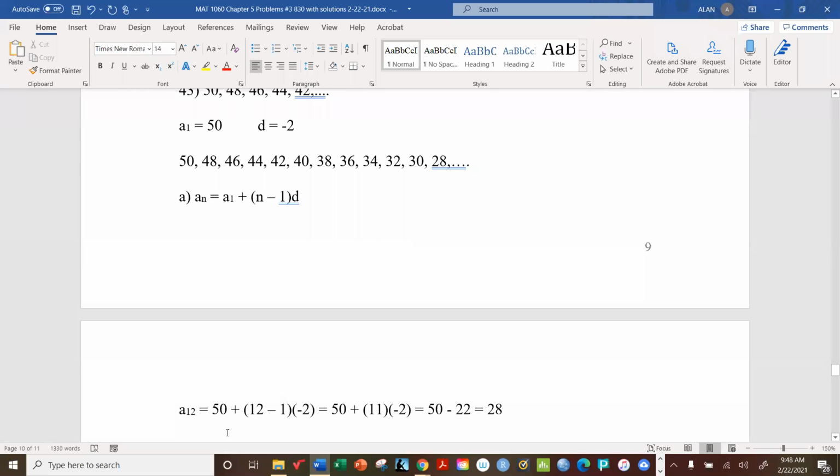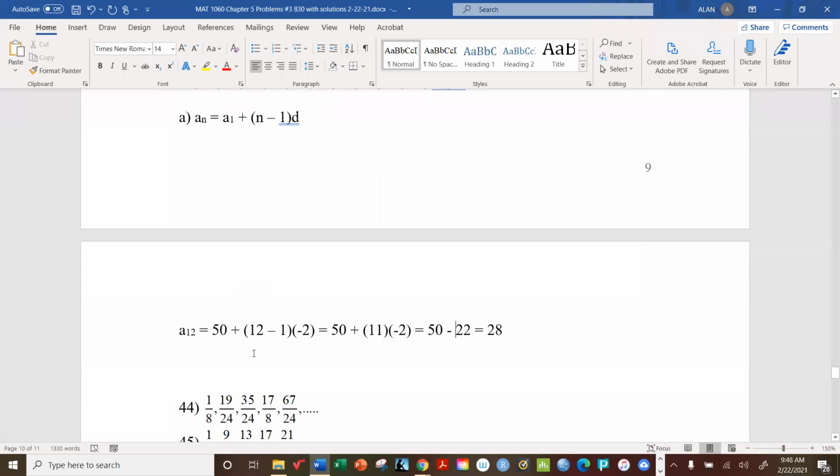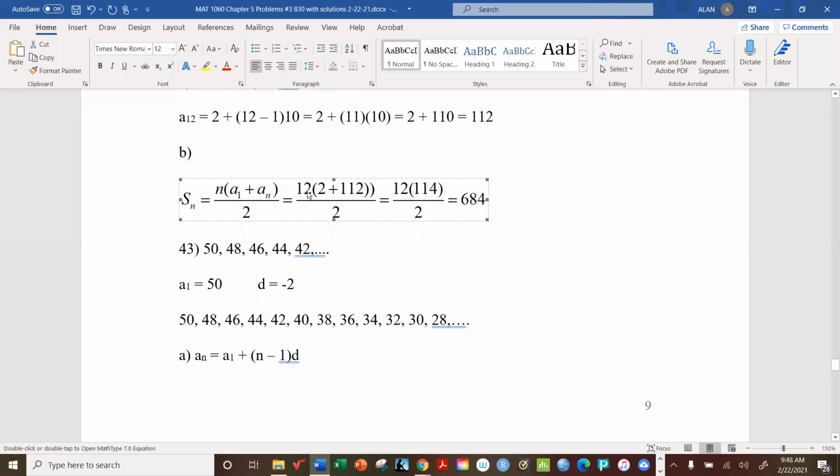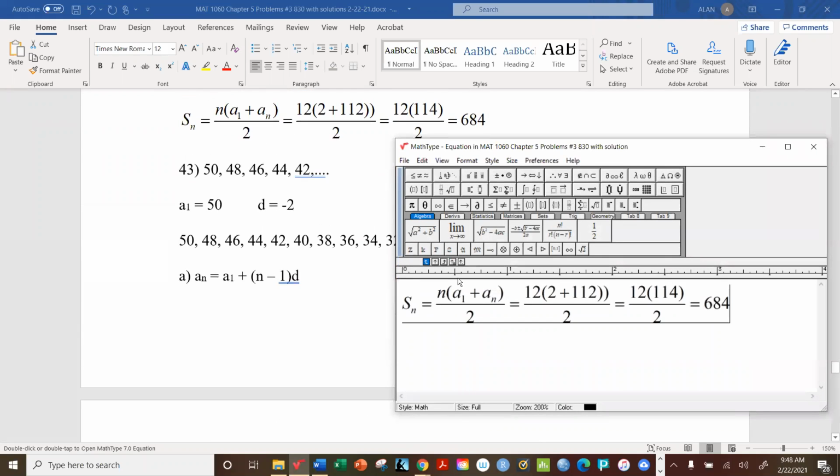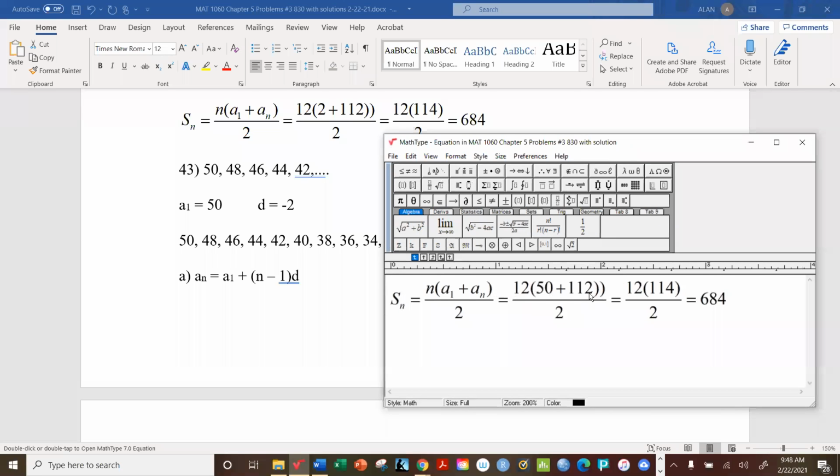And then the sum of those first 12 in part B, again, we'll grab this formula. Yes, this is it. That's the way to go. All right, so here, I've got to change the first and the last terms to 50 and 28. And so we've got 468.